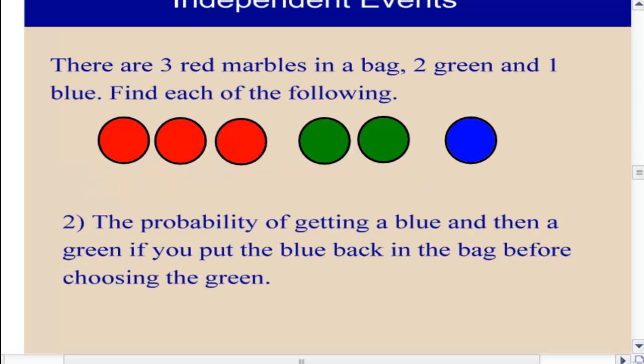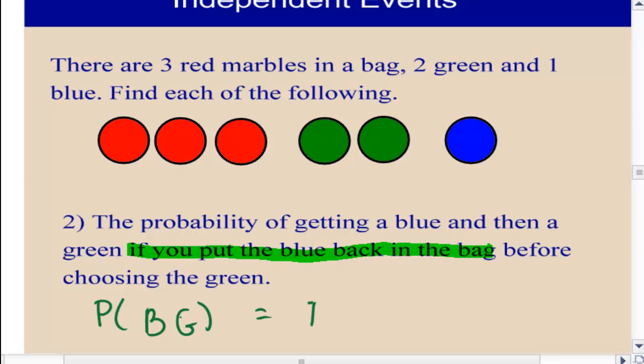Here we have the same example but a different question. Find the probability of getting a blue and then a green if you put the blue back in the bag before choosing the green. Again, it's important to note that this is independent because it says if you put the blue back in the bag. We're not keeping it out. So we're going to find the probability of a blue and then a green. So that's the same as the probability of a blue times the probability of a green.